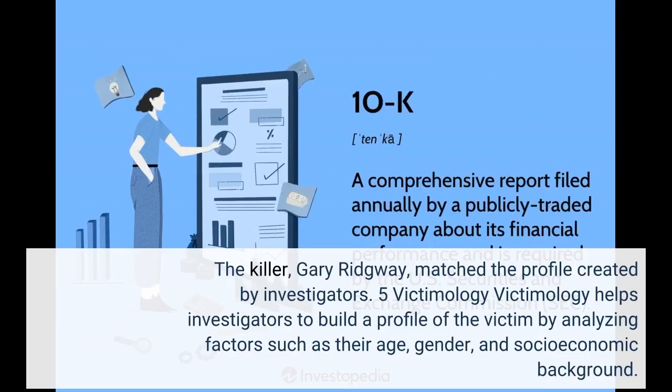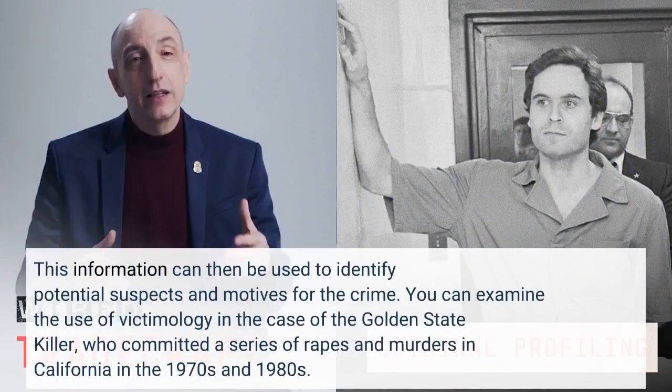5. Victimology. Victimology helps investigators to build a profile of the victim by analyzing factors such as their age, gender, and socioeconomic background. This information can then be used to identify potential suspects and motives for the crime. You can examine the use of victimology in the case of the Golden State Killer, who committed a series of rapes and murders in California in the 1970s and 1980s.